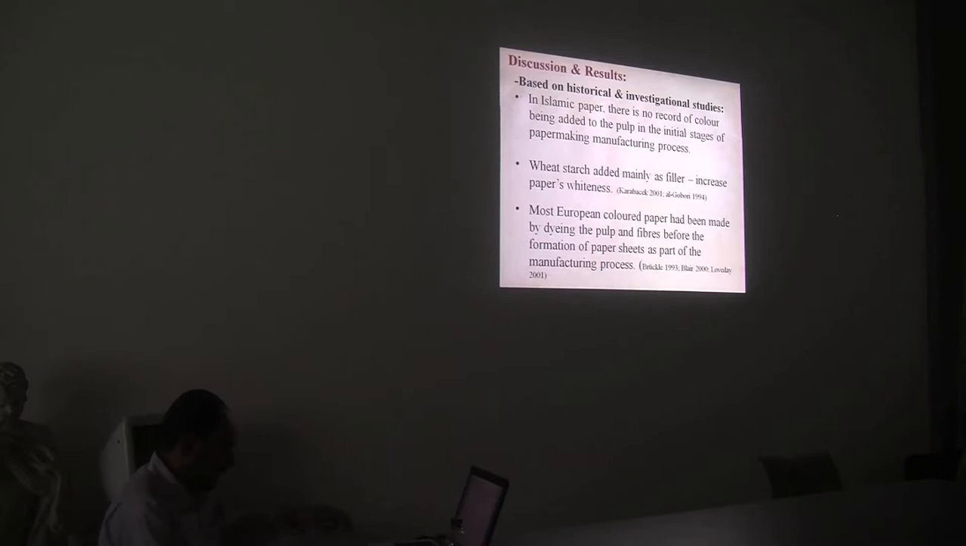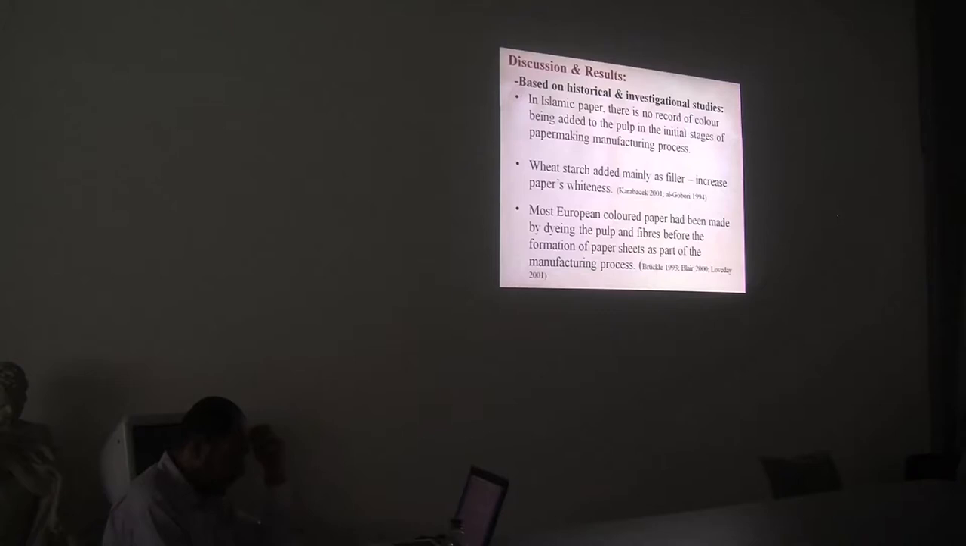Based on both historical and investigational studies, there is no record of color being added to the pulp in the initial stages of the paper making manufacturing process. Till now, we don't know if they added other materials or not, but the only material that has been added to the pulp in the Islamic era was wheat starch, mainly to work as a filler to bond the paper fibers. In addition, adding the starch increased the whiteness of the paper, and this subsequently led to an increase in its price, as the whiter the paper, the higher its price.